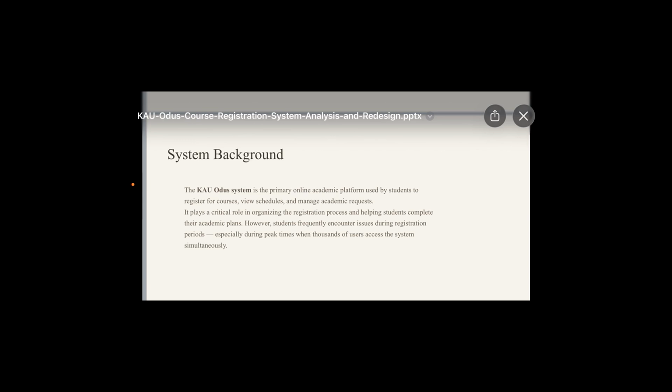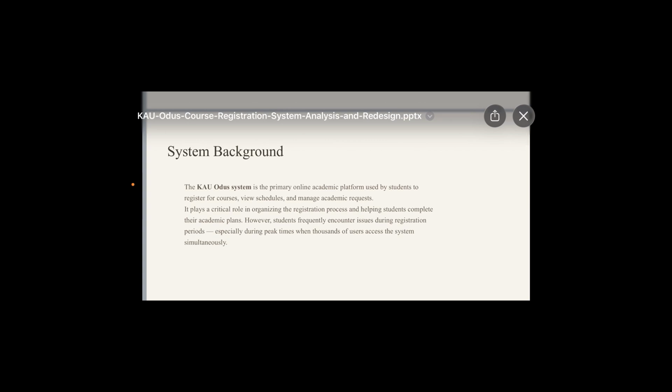The KAU audit system is the primary online academic platform used by students to register for courses, view schedules, and manage academic requests. It plays a critical role in organizing the registration process and helping students complete their academic plans. However, students frequently encounter issues during registration periods, especially during peak times when thousands of users access the system simultaneously.